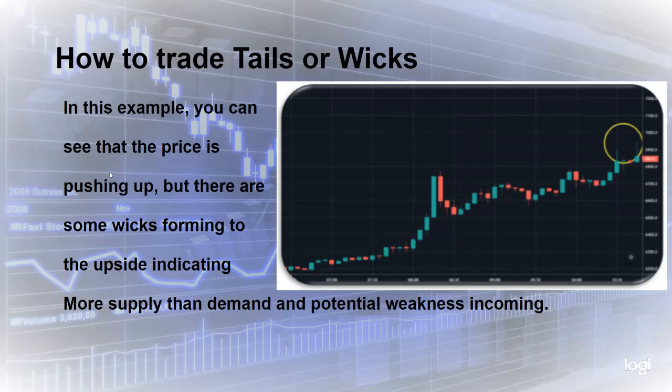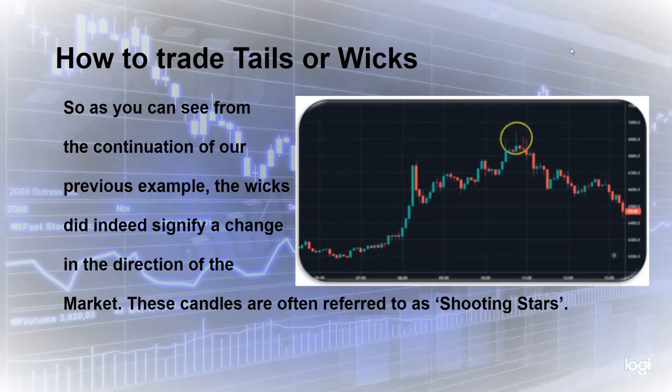So that was an example. In this example we can see that the price is pushing up. We're getting these wicks forming to the upside, so this is indicating that there's more supply up here than there is demand, because when the price goes up there's a lot more selling, and then it pushes the price back down. So how does that work out for us?